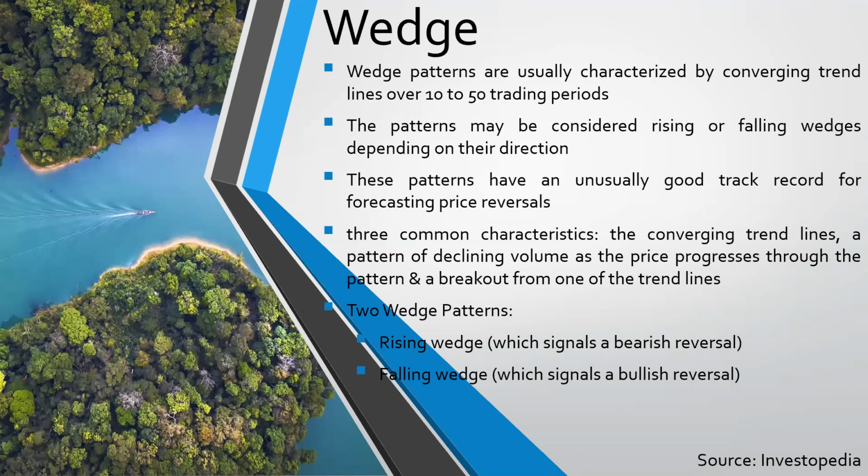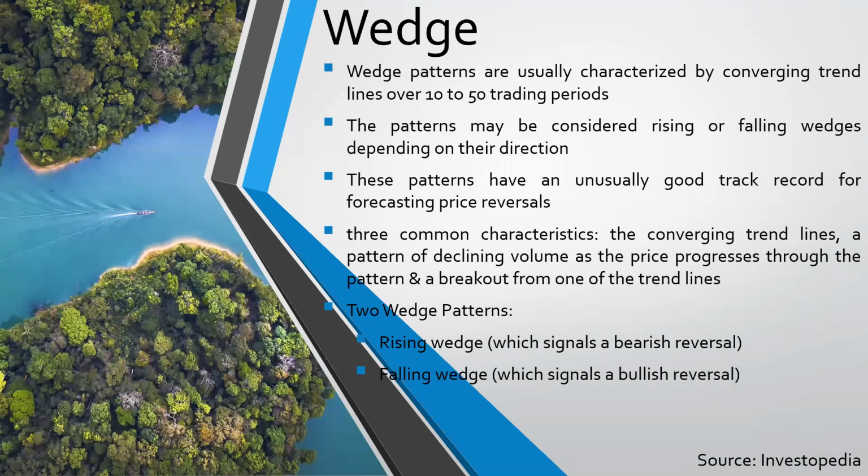The second main characteristic is the pattern of declining volume as the price progresses through the pattern, whatever the pattern is. Declining volume, that's the key. That's the second point that we need to remember. The third is a breakout from one of the trend lines, so use two trend lines. It has to be converging trend lines, declining volume, and a breakout from one of the trend lines.